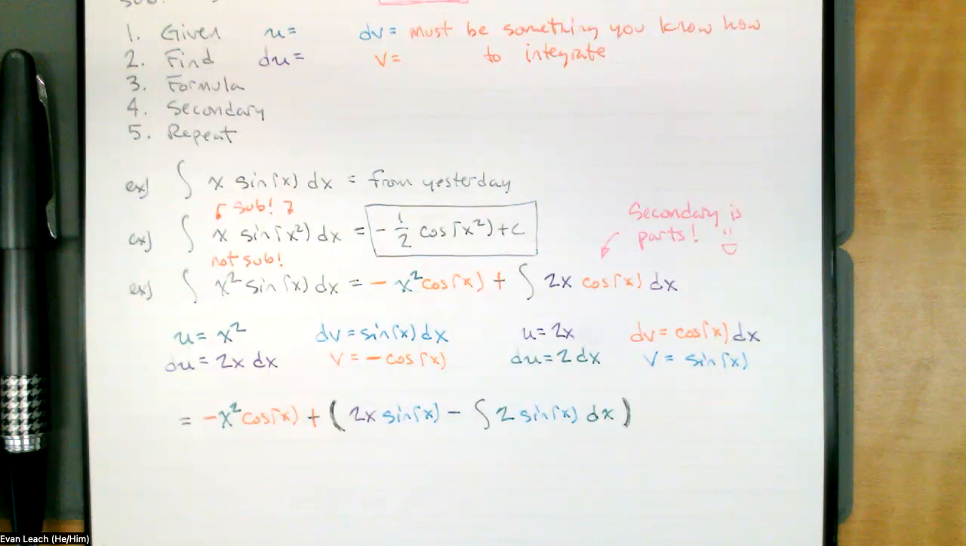Now we have a secondary integral that's nice and straightforward. The integral of 2 times sine x dx is -2 cosine of x.